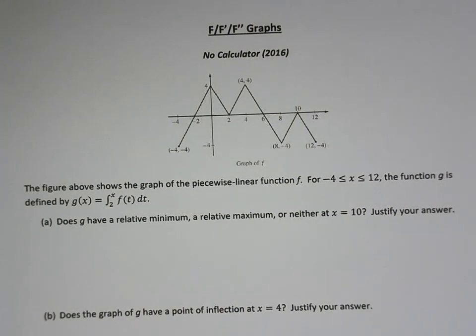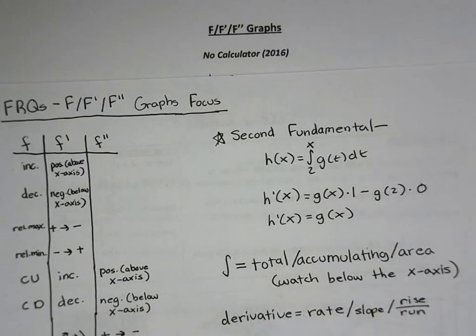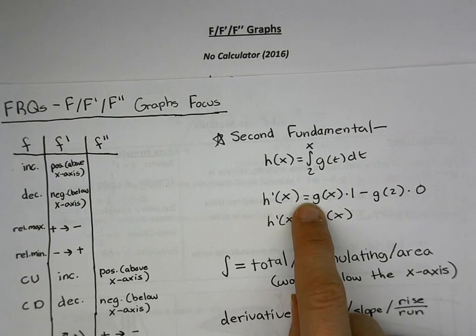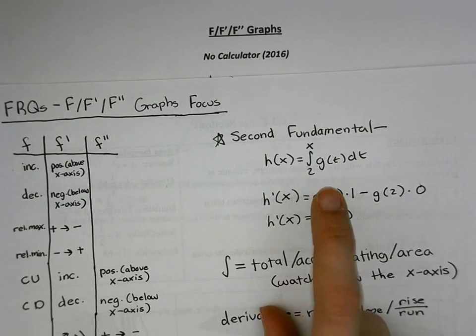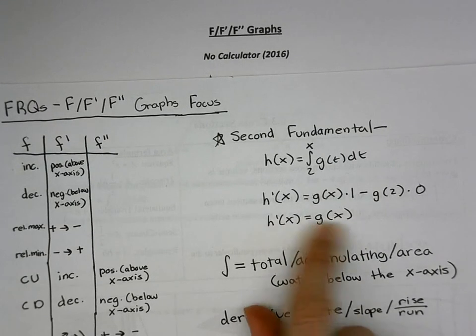Okay? So 2016, we are looking at, the figure above shows the graph of a piecewise linear function, f, between -4 and 12. The function g is defined by g of x equals the integral from 2 to x of f of t dt. And so this is what I referenced at the very beginning, which is that a good rule of thumb is if you are given a function that's an integral, take a moment to take its derivative. There's a good chance that the graph you're looking at is actually the derivative graph, even if it's not labeled a derivative. It'll be the derivative of h, you know, that kind of thing.